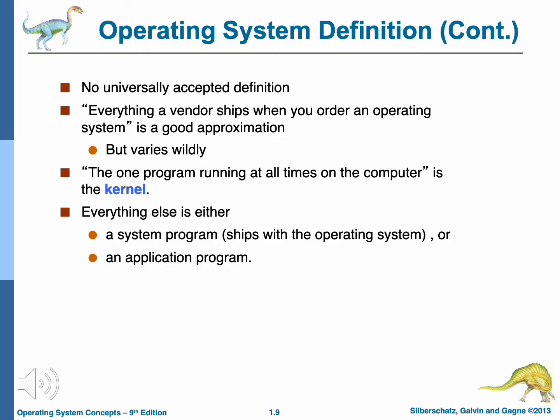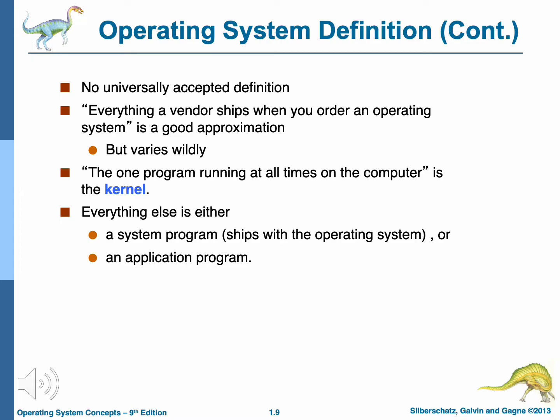In addition, we have no universally accepted definition of what is part of the operating system. A simple viewpoint is that it includes everything a vendor ships when you order the operating system. The features included, however, vary greatly across systems. Some systems take up less than a megabyte of space and lack even a full-screen editor, whereas others require gigabytes of space and are based entirely on graphical windowing systems.